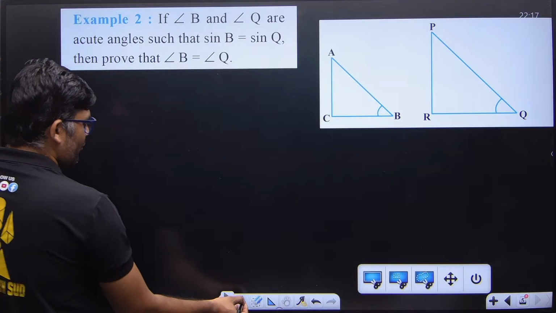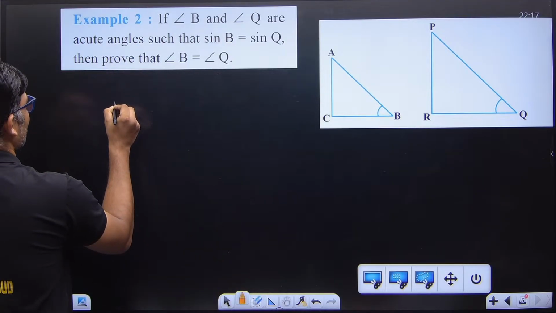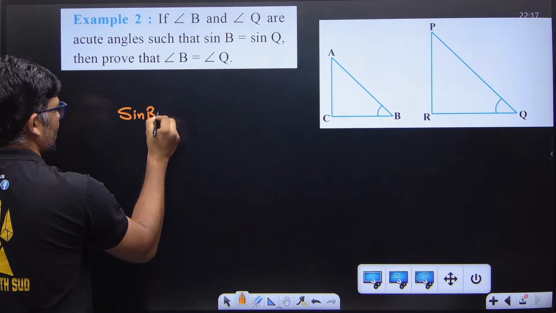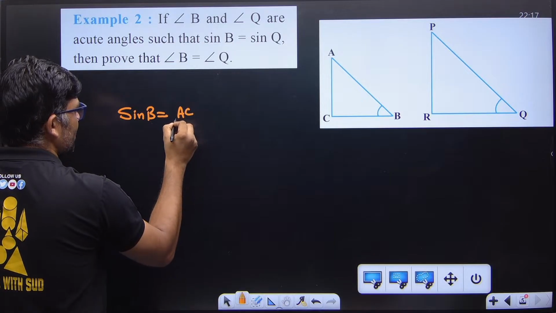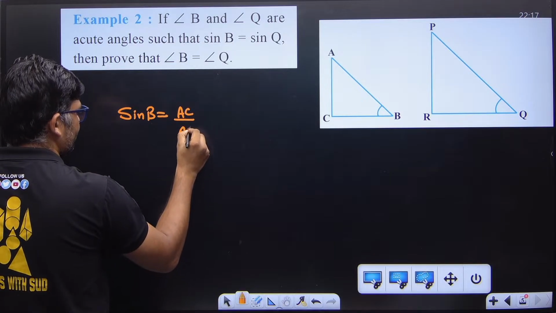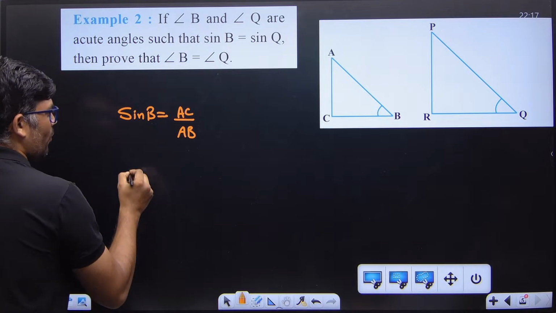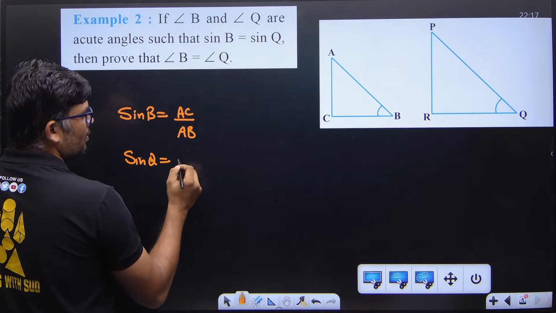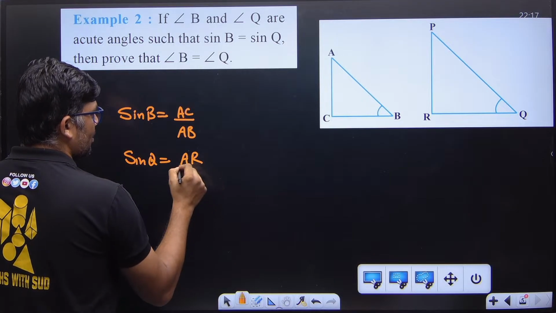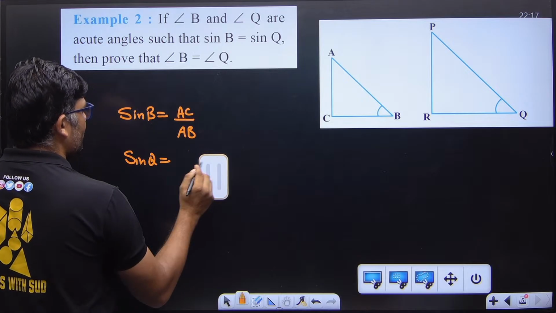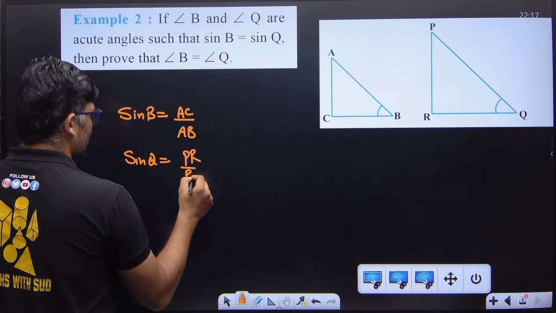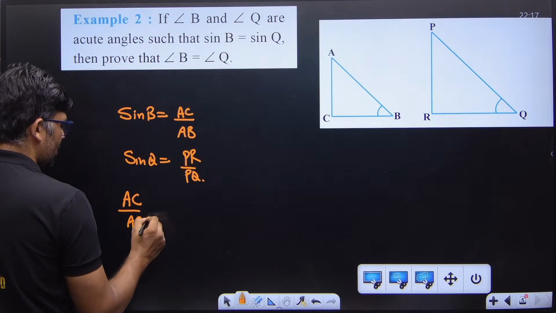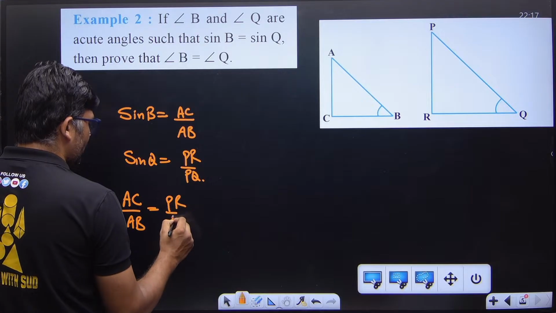Okay, so we will say that if angle B and angle Q are acute angles, what will be sine B? If I ask you what will be sine B, you will say it is going to be AC upon AB. Yeah. So what will be sine of Q? It will be PR upon PQ. Yeah. This means that AC upon AB is equal to PR upon PQ.